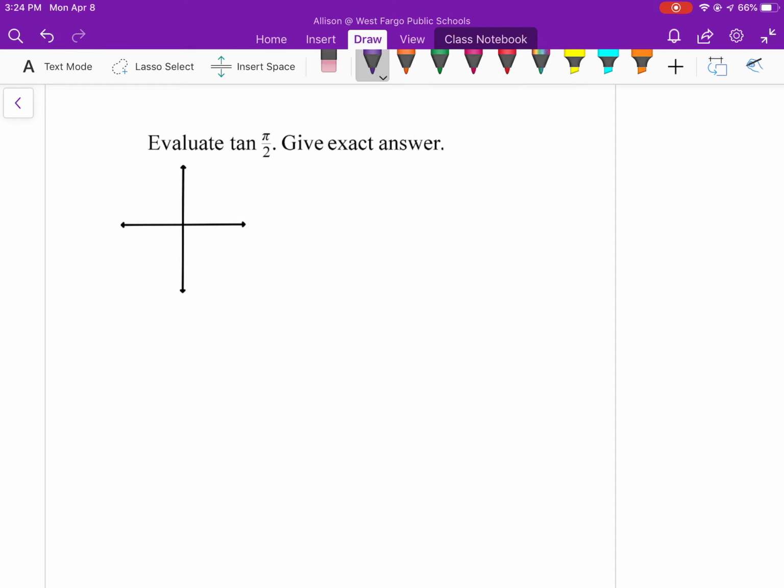The last one I have here is for the tangent of pi over 2. And then we can easily change that one to degrees. If you remember, pi is 180 degrees. So pi over 2 is one of those ones you should maybe memorize as 90 degrees. So I'm looking for the tangent of the 90-degree angle right here.